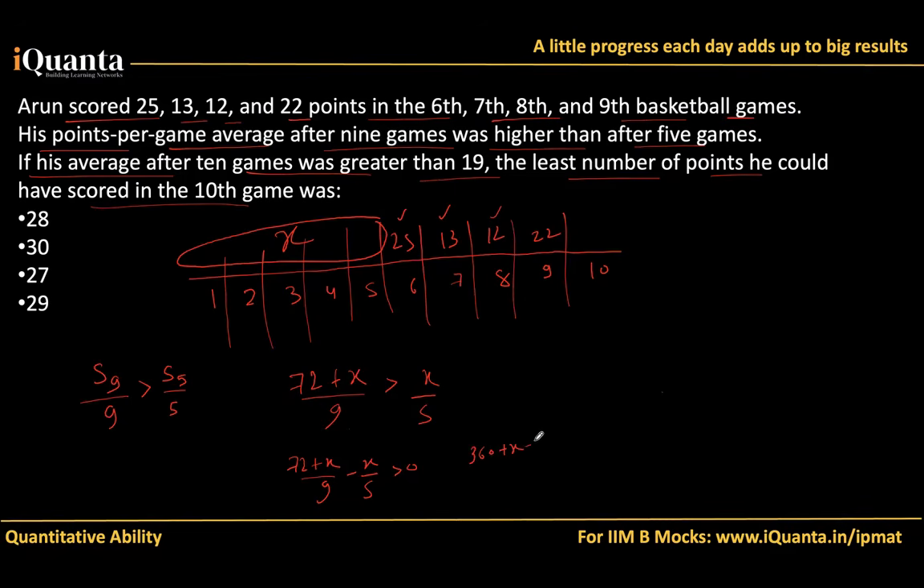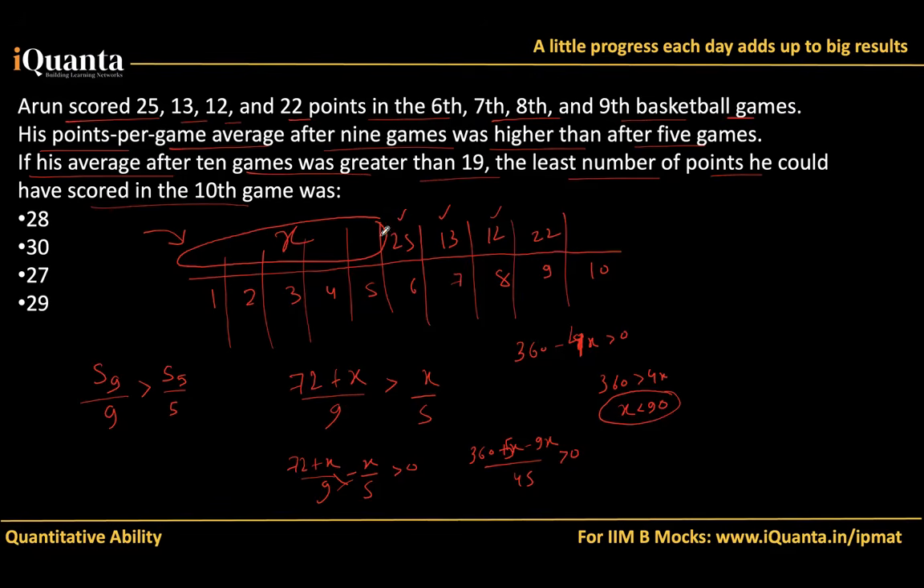We get 360 plus 5x minus 9x divided by 45 greater than 0, when we take the LCM over here, right? So 360 minus 4x greater than 0. Okay. So 360 greater than 4x, or we can say x is less than 90. So what is x? X is the sum of all the points in the first 5 games. It should be less than 90. Okay. I hope that is clear.